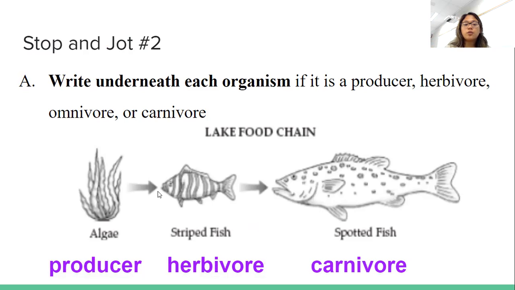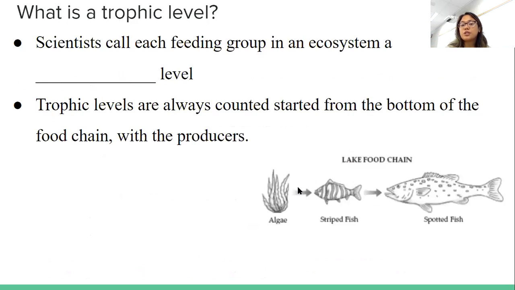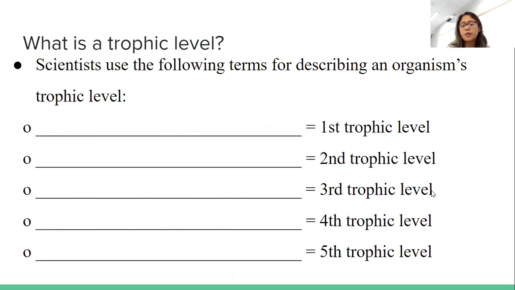Now, each one of these organisms, scientists put into different levels. We call them trophic levels. We always start with the beginning of the food chain, that's our first trophic level, and we move up to the end of the food chain. Each one of these trophic levels has a specific name. Whoever is in the beginning is a producer, so the specific name for that trophic level is primary producer, because primary is the first one in the food chain, and it's a producer. It makes its own food.